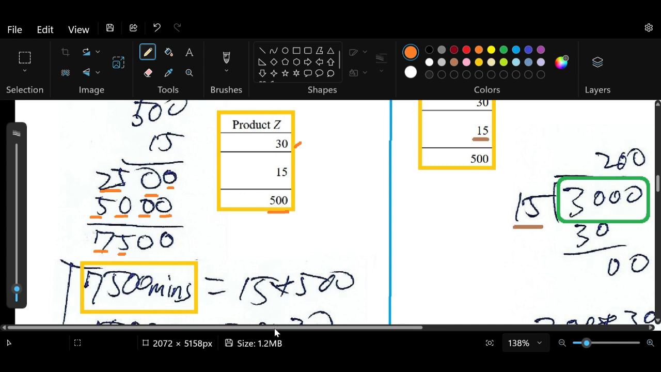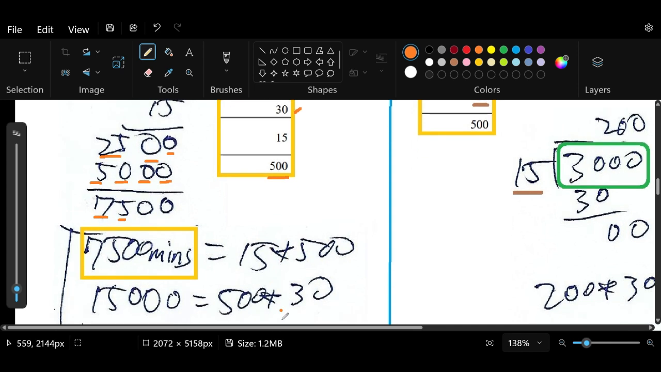Now, the next thing that we need to know is how much money can we make. That would be 30 times 500, because per unit we're making 30 profit. 500 times 30 gives us $15,000.